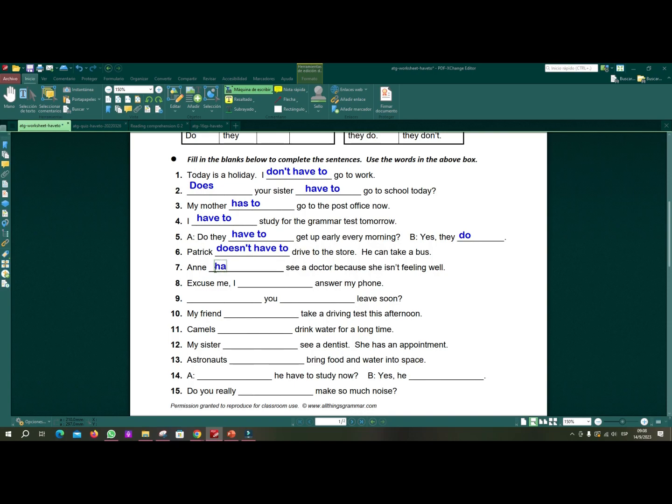Has to see. Has to, yeah. Has to see a doctor because she isn't feeling well. Okay. In that case, also you can use Anne should see a doctor because she doesn't feel well. That would be also okay. Nice. 8.